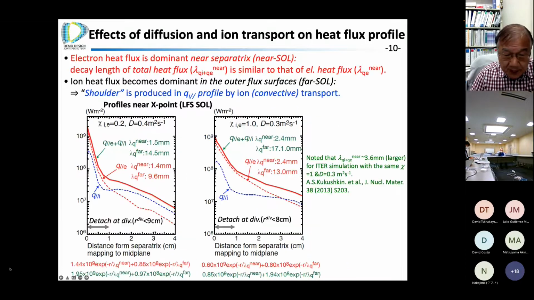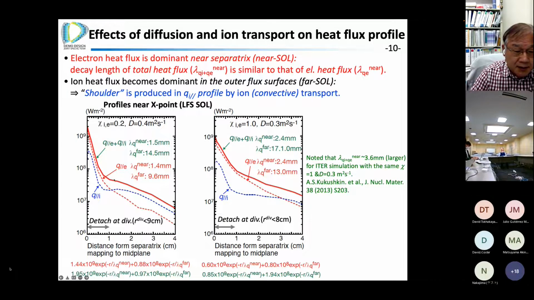Next is the e-folding heat load profiles. You can see that the electron heat flux is dominant near the separatrix. The typical e-folding decay length is about 1.5 millimeters, and this is quite similar for the total heat flux and the electron heat flux.